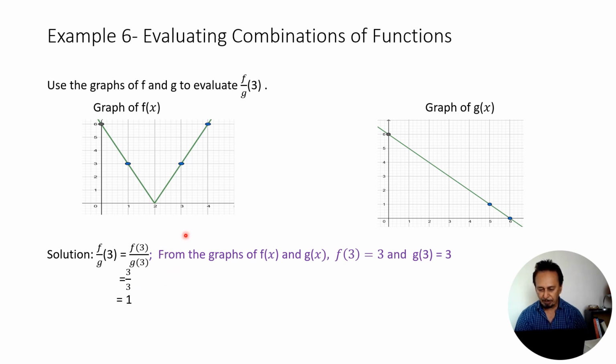So let's see. This is 3, and if you go up, this is equal to 3. So f of 3 is 3. Similarly, g of 3. It looks like 1, 2, 3, and you go up and you go here, and it's also 3. So 3 over 3 is simply 1. So the answer to this question is 1.